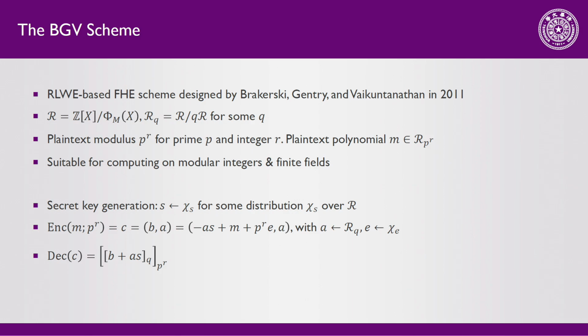We denote the m-th cyclotomic ring as R and its quotient ring modulo Q as R_Q. The plaintext modulus is a prime power, P to the power r, and a plaintext polynomial m is an element of R_{P^r}. The BGV scheme is suitable for computing on modular integers and finite fields. We also give the encryption and decryption algorithms here, and the important thing is that the RLWE error, e, is multiplied with the plaintext modulus before being added to the message.